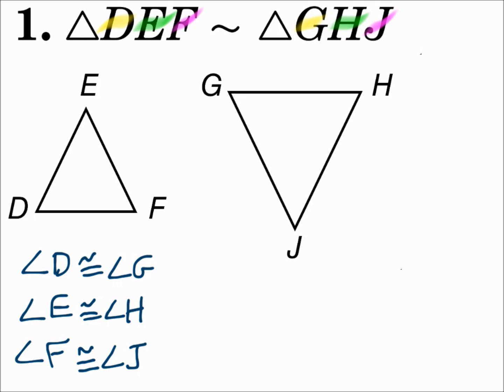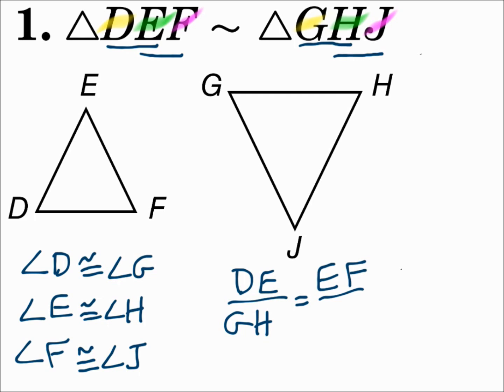For the sides, also, pair them up according to the way they appear in the similarity statement. Use the first two vertices, DE and GH. So DE goes over GH. We're doing the left triangle over the right triangle. And that equals the last two vertices, EF and HJ. So do EF over HJ. Again, that's set up the left triangle over the right triangle.